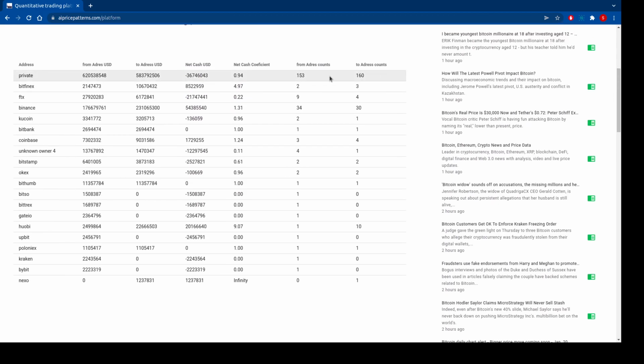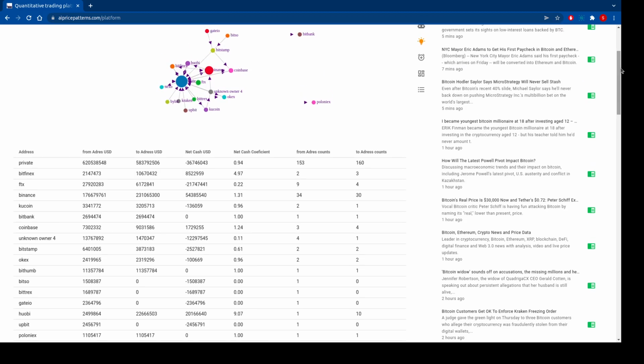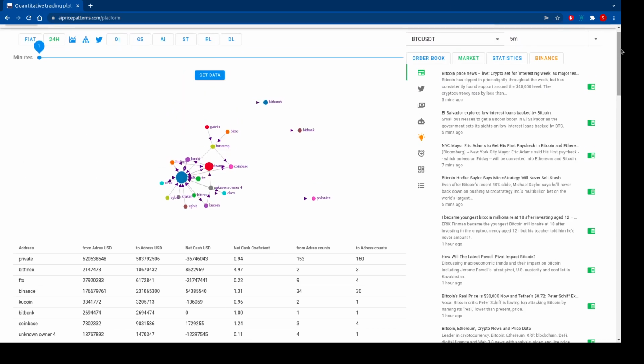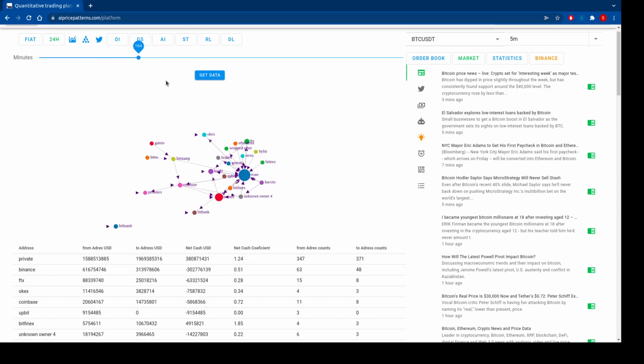But I would like to see information about Binance. Okay, we have some positive net cash for Binance. It means some large players do transactions to Binance to make some trades. Let's analyze data for more time, but for more time we have a negative net cash coefficient, and we see transactions from Binance to private.